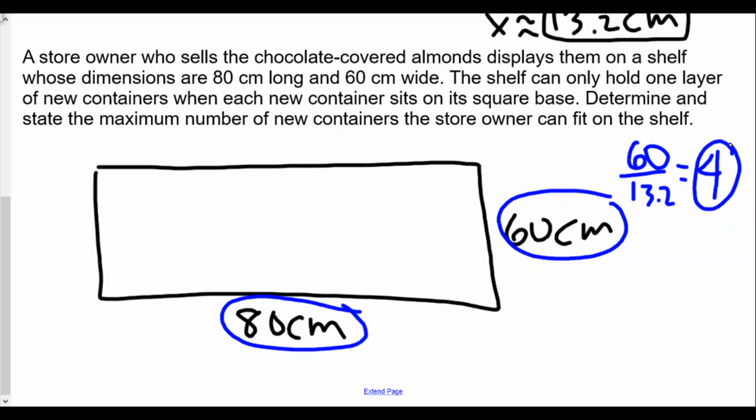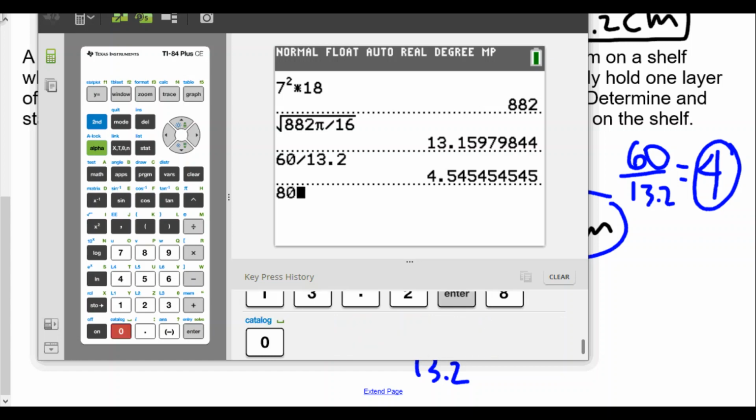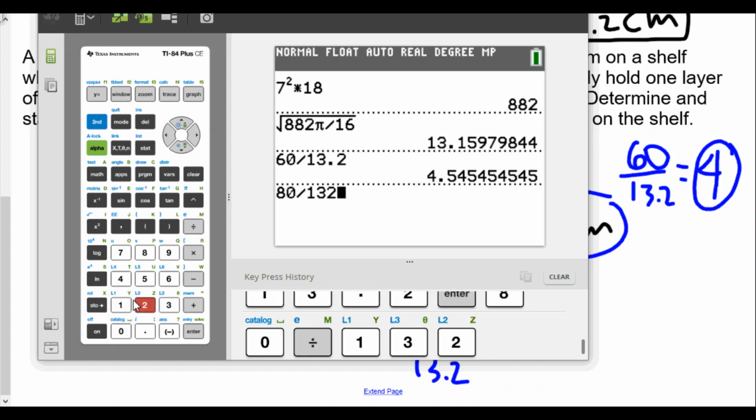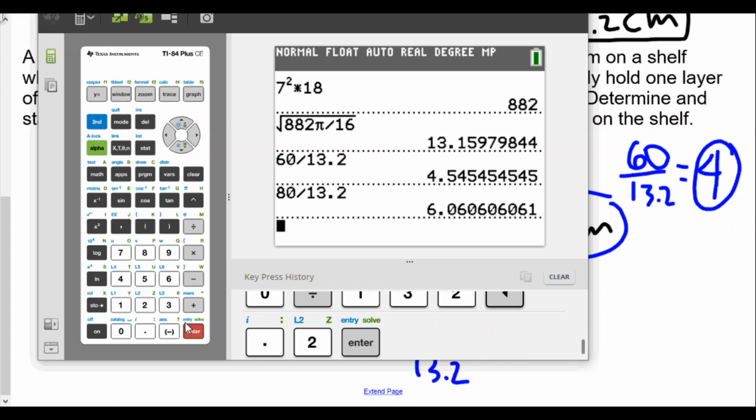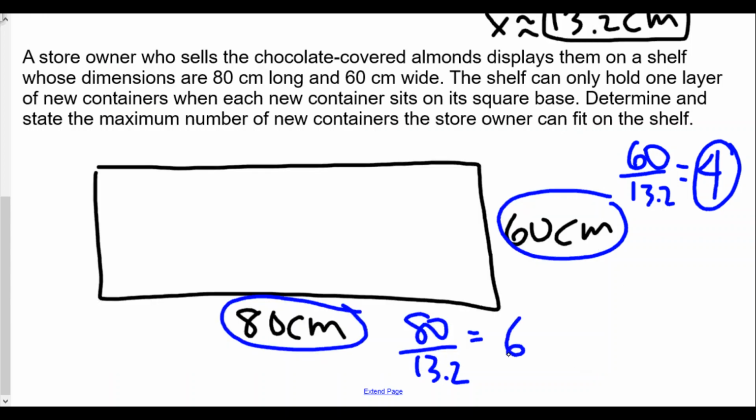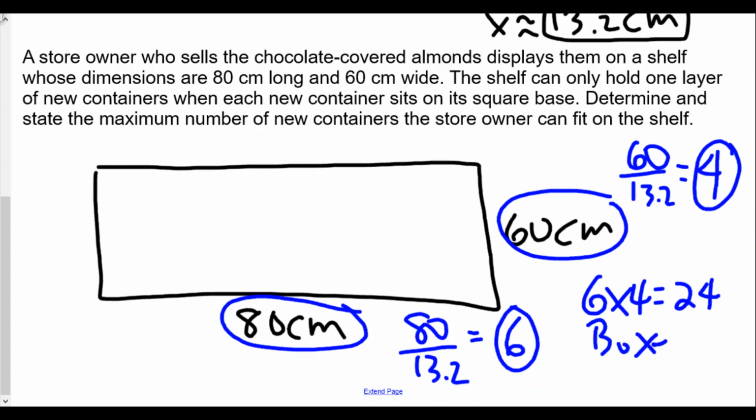Now we're going to do 80 divided by 13.2. That's 6 and a little bit more. But again, we can only fit 6 whole packages. Therefore, the number the store can have is going to be 6 times 4, or 24 boxes on the shelf.